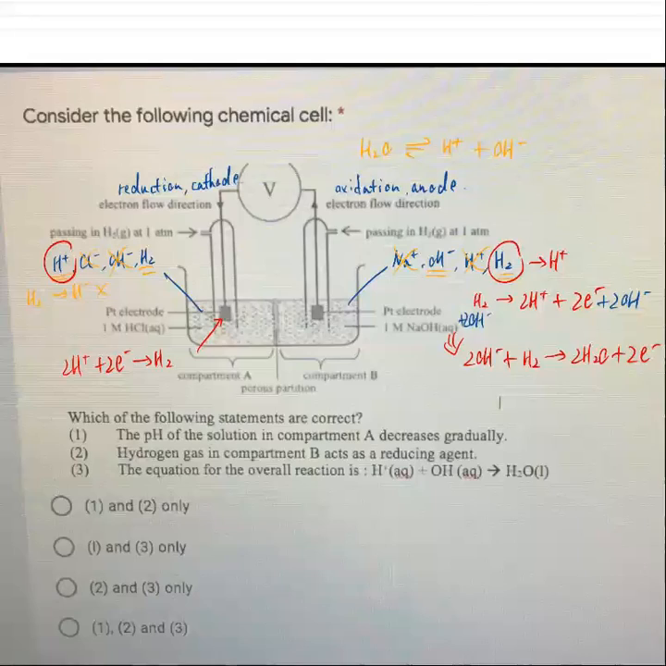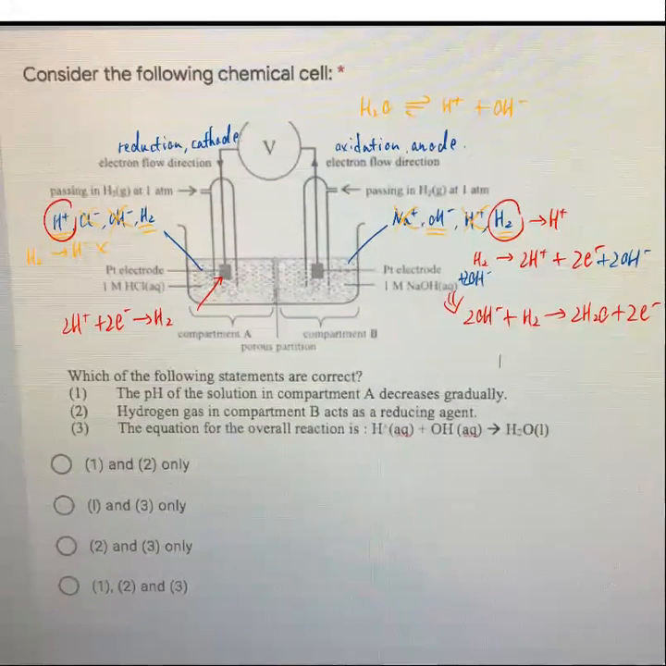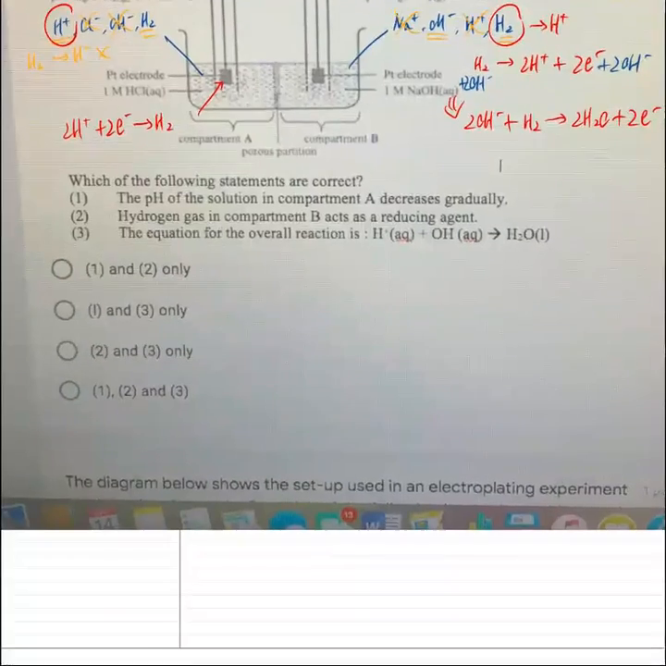Okay, next one. The porous pot again lets the ions move to balance the excess charge. The porous pot here is mainly for separating the two solutions, because on the left hand side we got HCl, on the right hand side we got sodium hydroxide. So we need a porous pot.